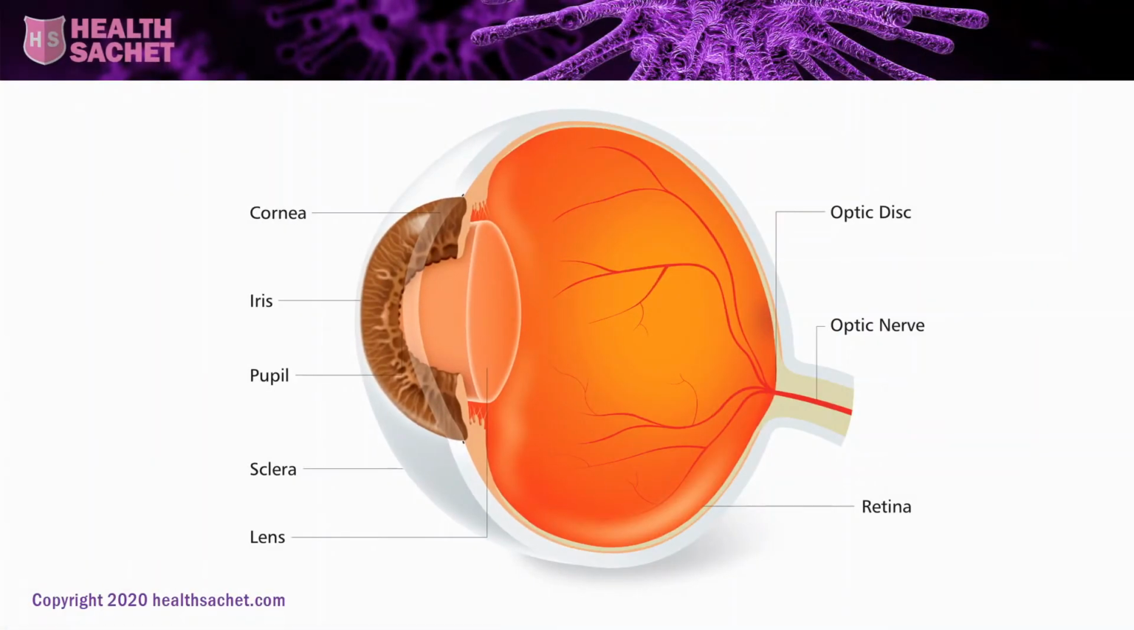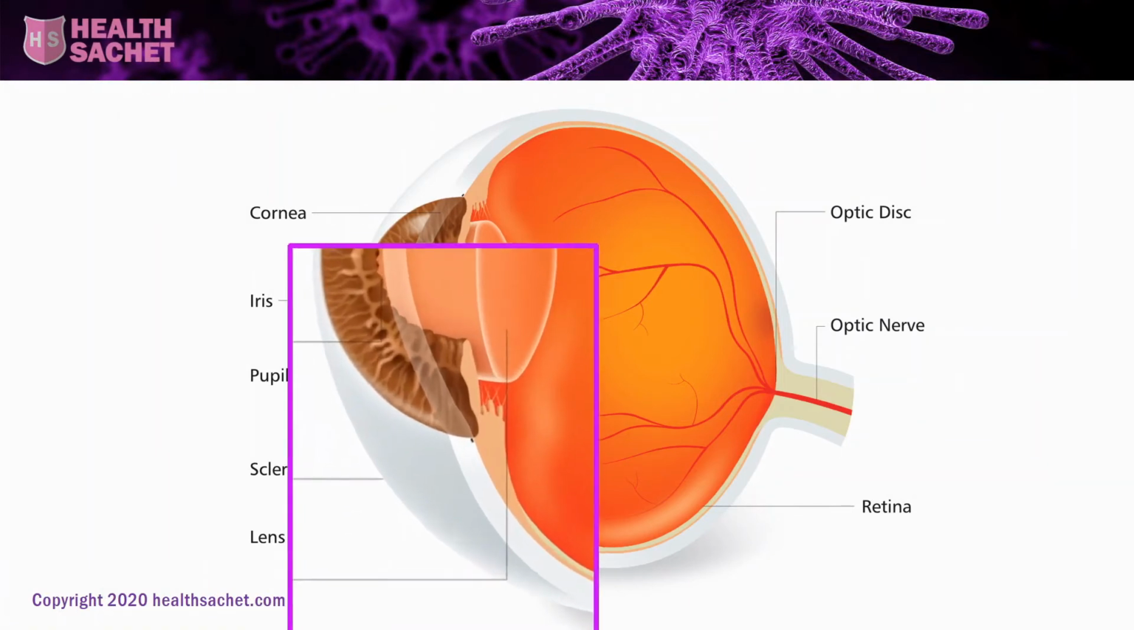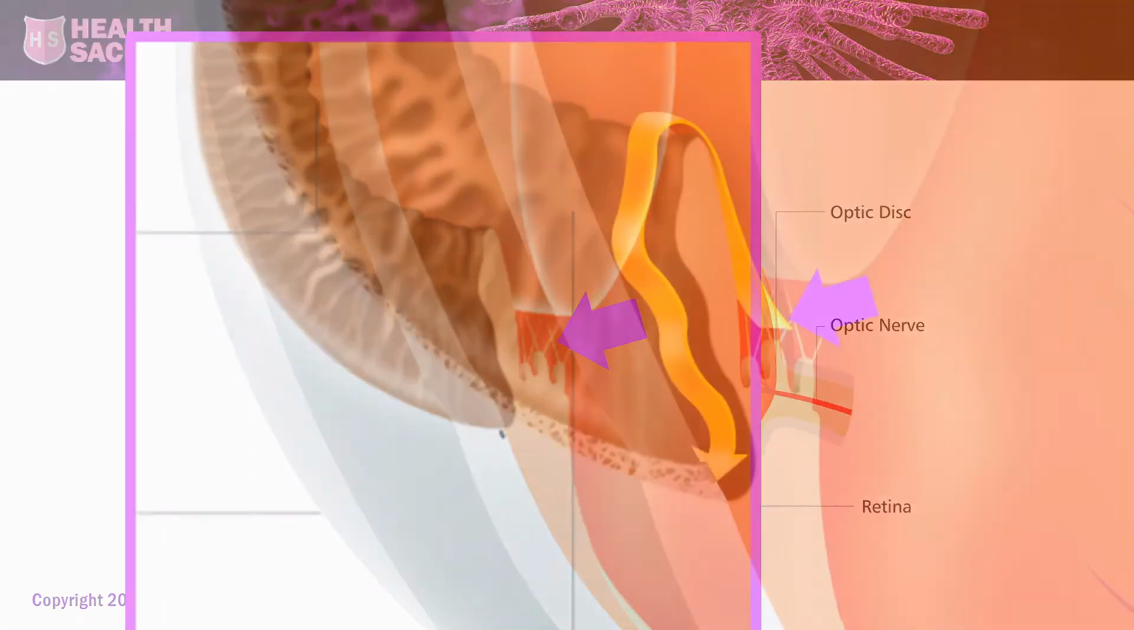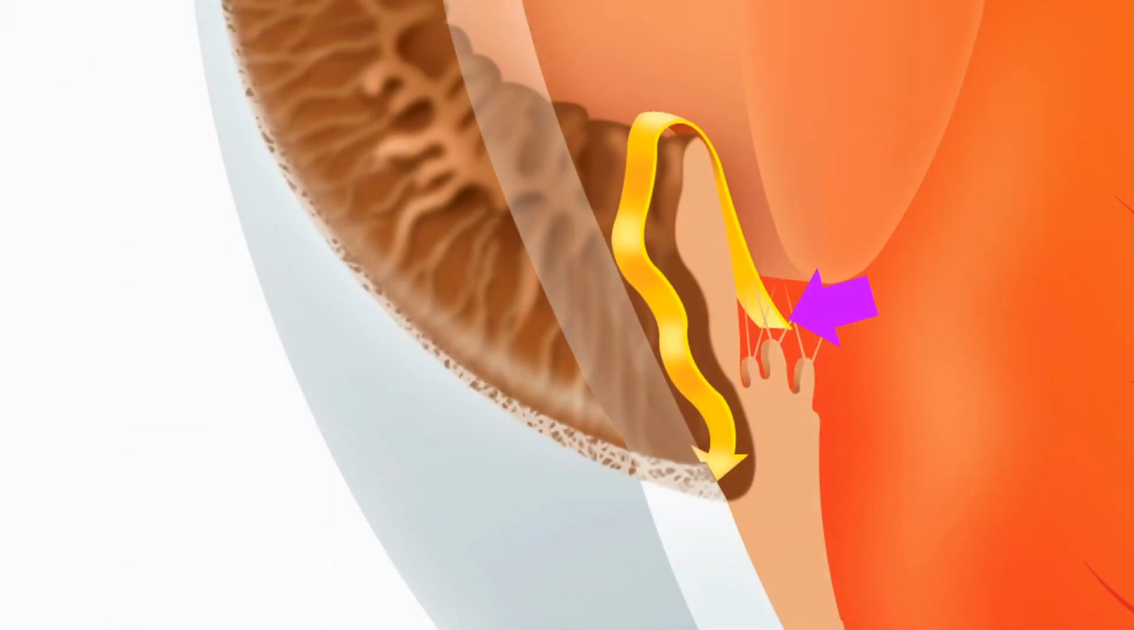In brief, this is a cut section of our eye. Here are very fine hair-like structures called ciliary bodies. They produce a fluid called aqueous humor inside the eye. Let us zoom in on this region. This aqueous humor flows out of the eye through this region between the lens and the iris, out through the pupil this way, and then through this region between the iris and the cornea. At this point, the fluid drains out of the eye.